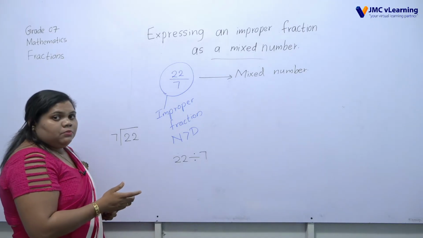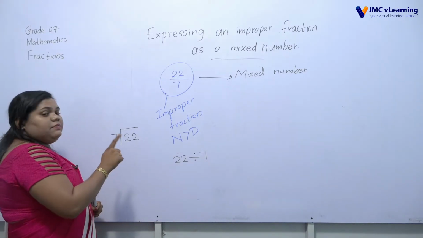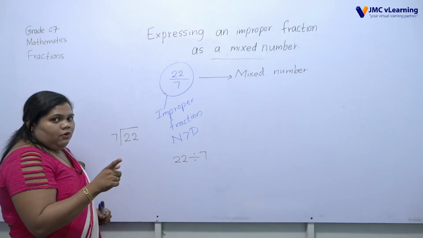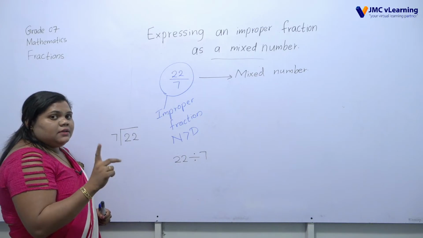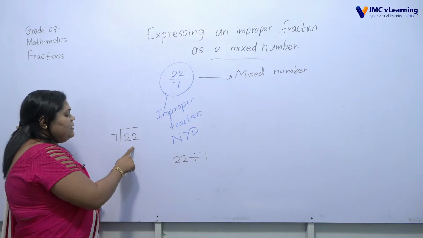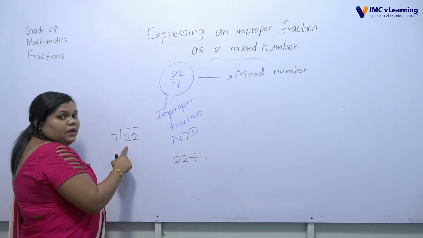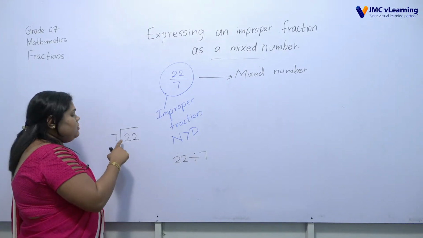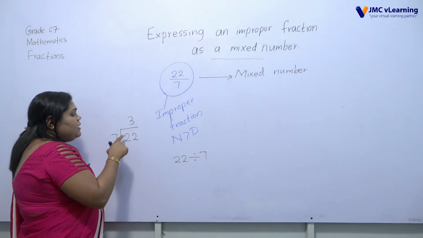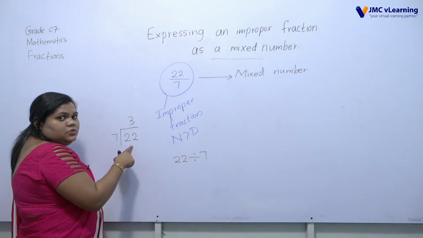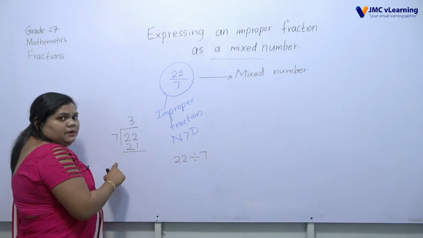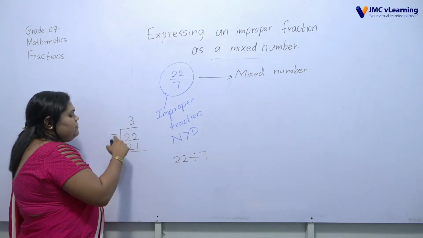Now you have to know about the multiplication table. 7 times 1, 7. 7 times 2, 14. 7 times 3, 21. 7 times 4, 28. Now which can we take? 21, because that is the nearest number. So 7 times 3. It means there are 3 7s in 22. 3 times 7, 21.